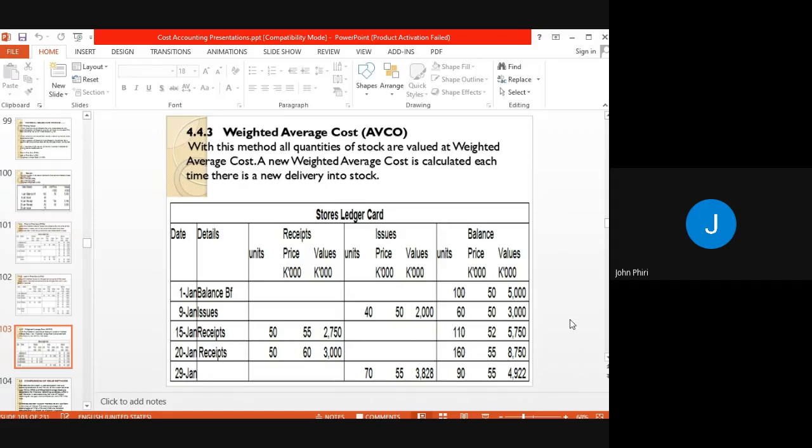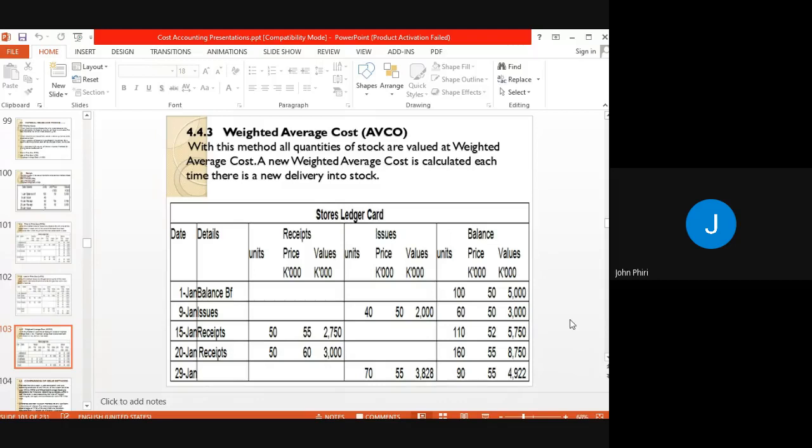To that 5,550, we add 3,000. That gives us 8,750. So 8,750, we divide by 160. That's how we arrived at the average 55. So the average tends to be moving as you are adding, or as we are buying more and more of those goods.